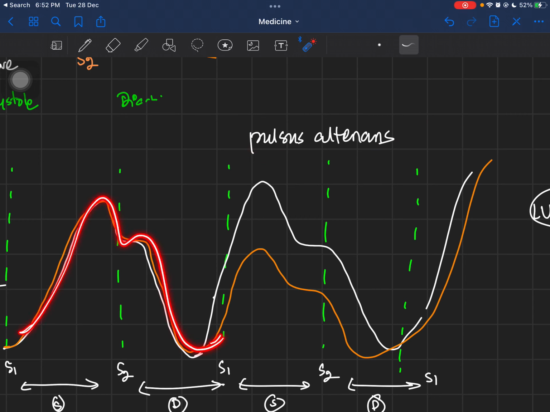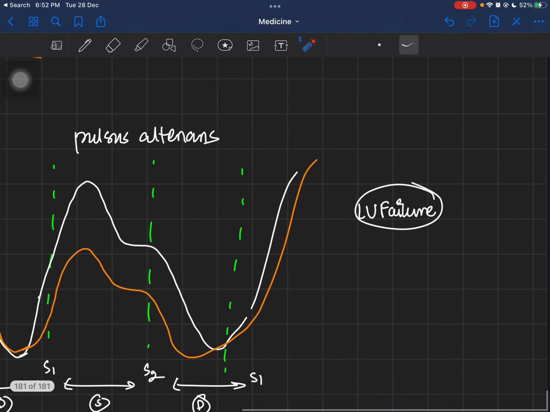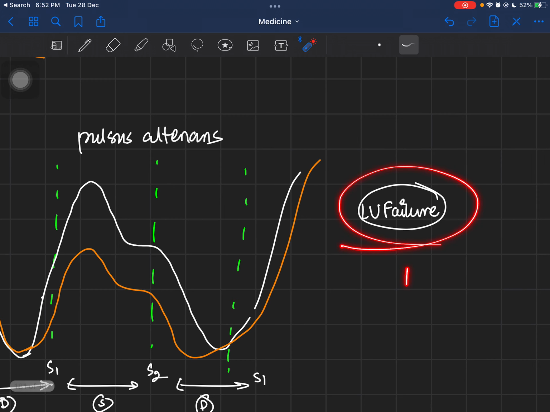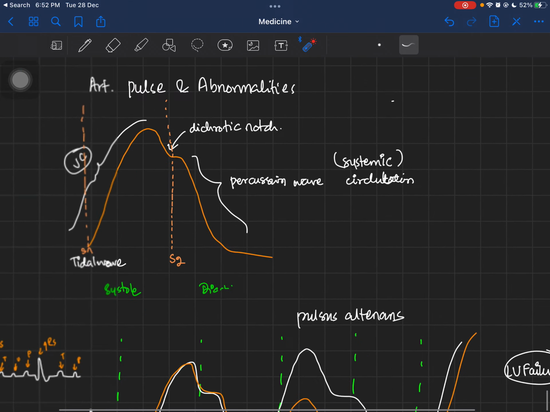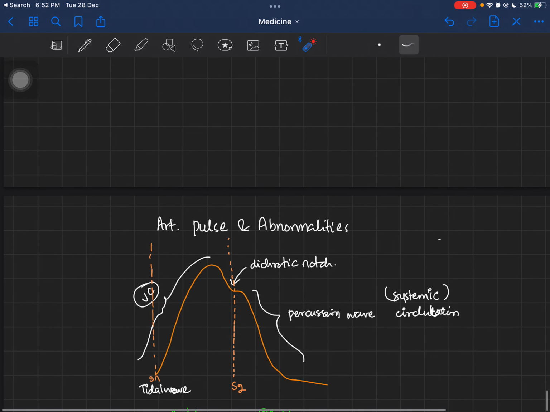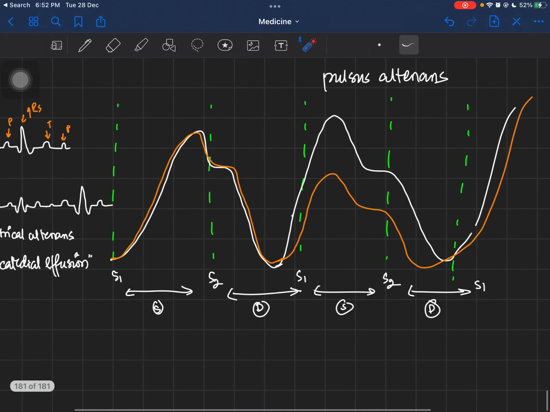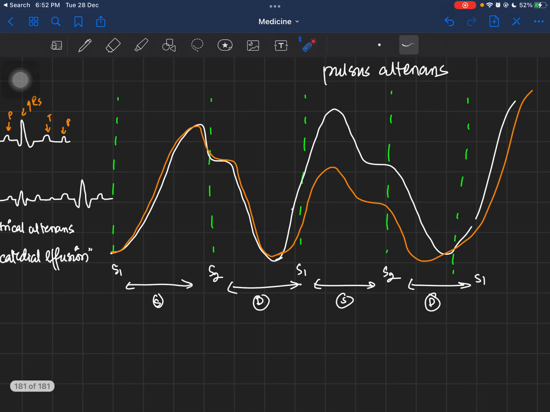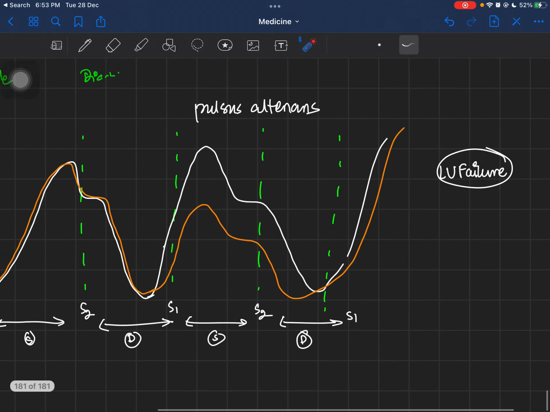The concept is the same. Sometimes you get a normal amplitude pulse waveform, sometimes a smaller pulse waveform, then again a normal amplitude pulse waveform. But this is seen in left ventricular failure, not in ectopic beats or premature ventricular contractions. Why? Because in premature ventricular contraction you get something known as pulsus bigeminus. So you have understood the difference between pulsus alternans and pulsus bigeminus, right?